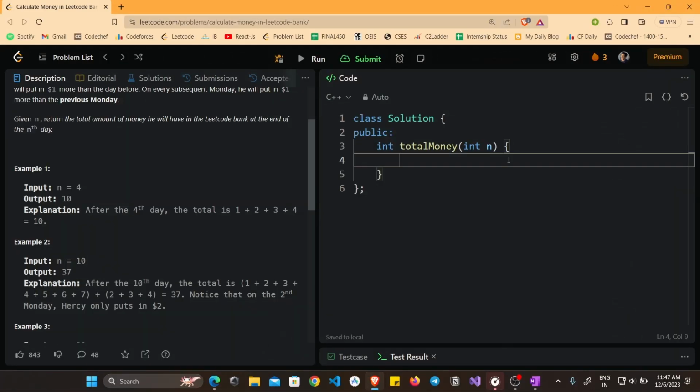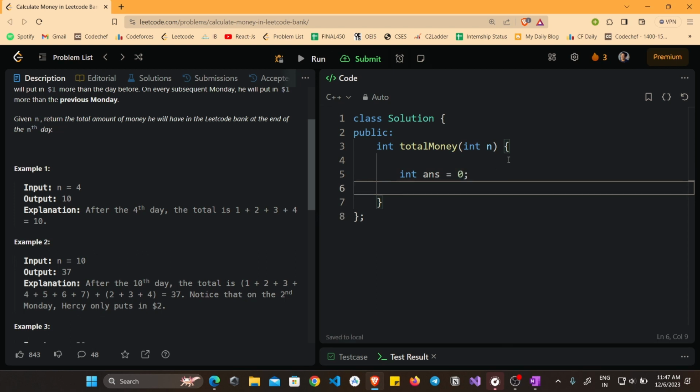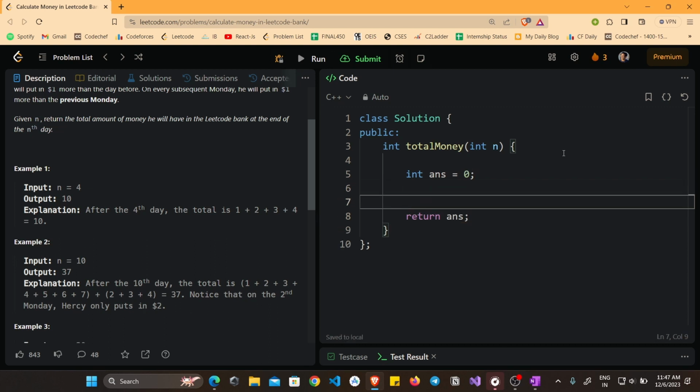So now we are going to code the logic that we have just gone through. For that, first of all, I will make one variable answer and initialize it with 0, and this variable will contain the total amount that this person will deposit by the end of the nth day. At the end we have to return this only, so I will write return answer, and in between we have to perform our logic.